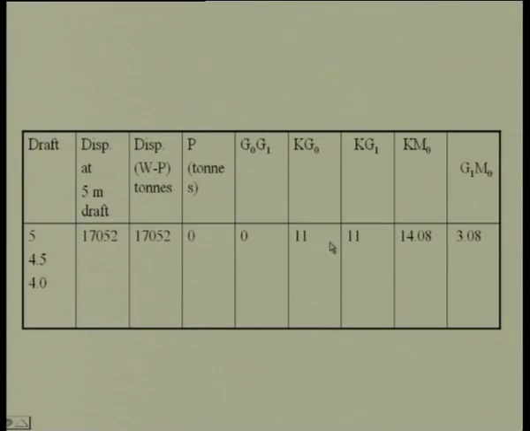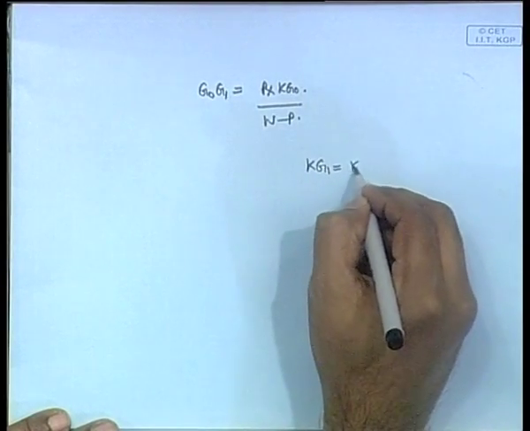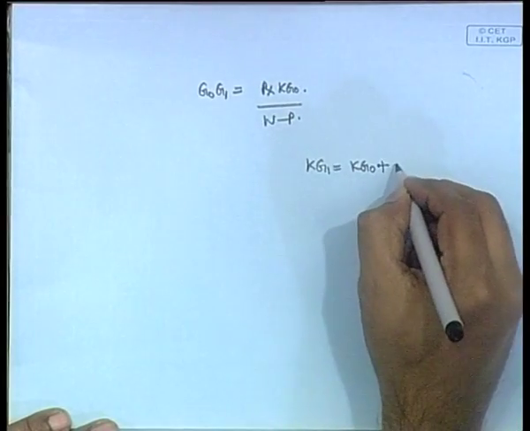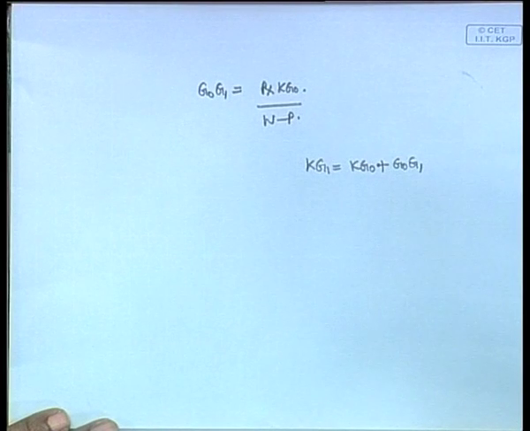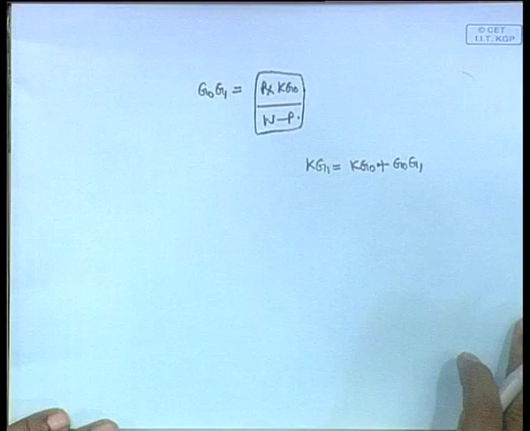It is given in this problem as 11 meter, and kg1 is your new kg, which keeps varying as the draft keeps changing. As the draft keeps going down, g keeps going up, and as a result your kg1 keeps becoming kg0 plus g0g1, and at any point g0g1 is given by this formula, P into kg0 by W minus P.